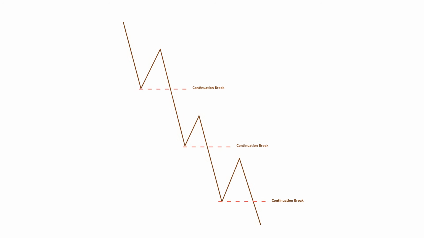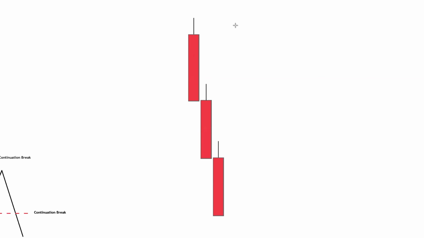Now, based on the 2CT entry model, what we're looking for is for price to close on the higher time frames with a consistent range to the downside, meaning that there is nothing abnormal about this range on, let's say, the hourly candle.